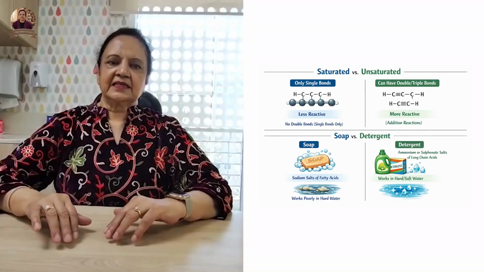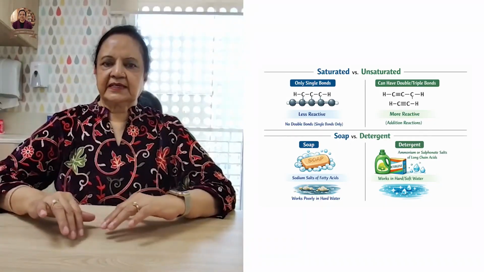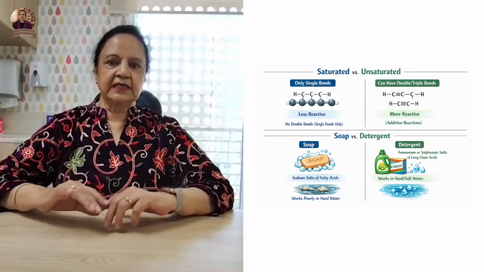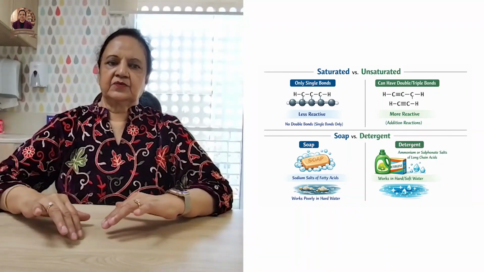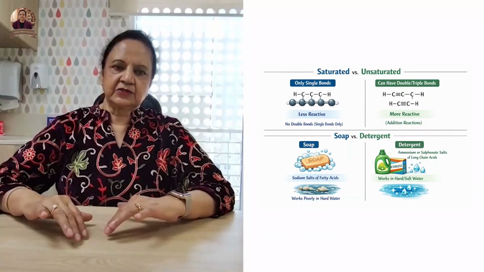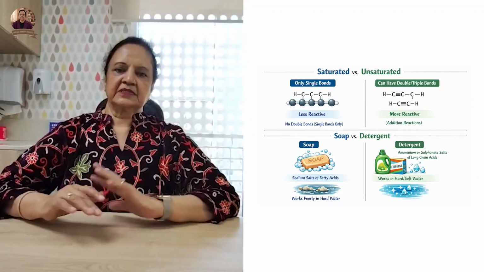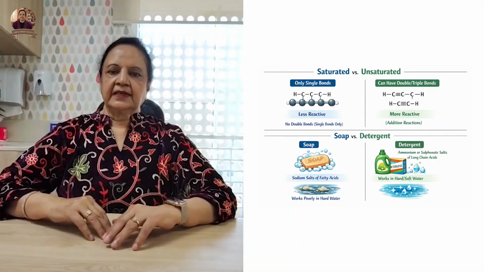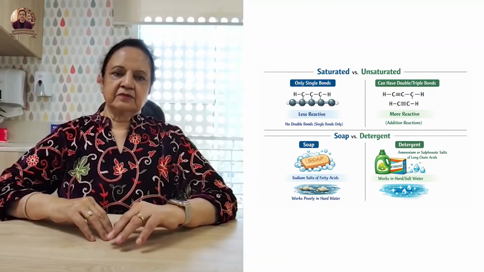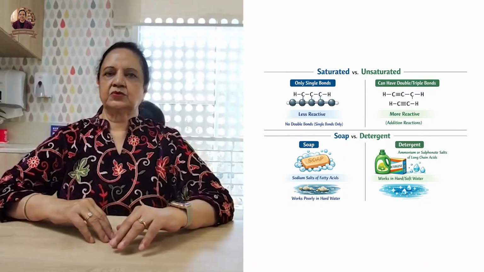Test for unsaturation. Bromine water, which is reddish brown in color, decolorizes when added to an unsaturated compound like ethene. Soaps form scum with hard water, calcium/magnesium salts. Detergents do not.